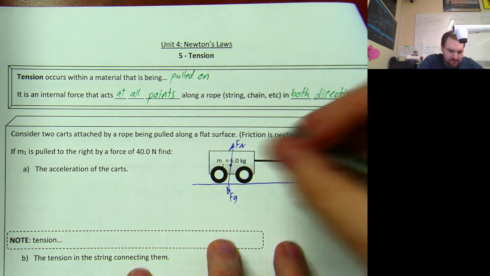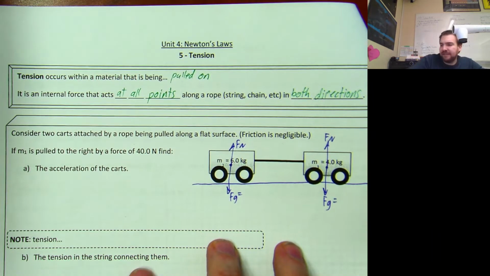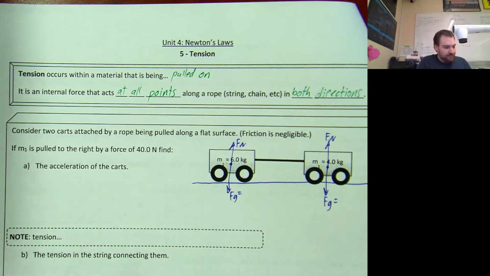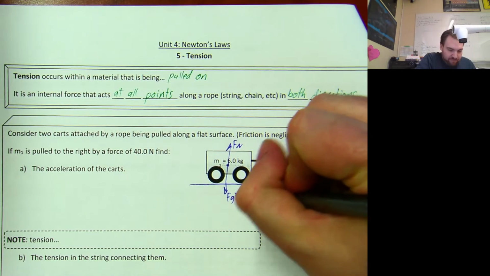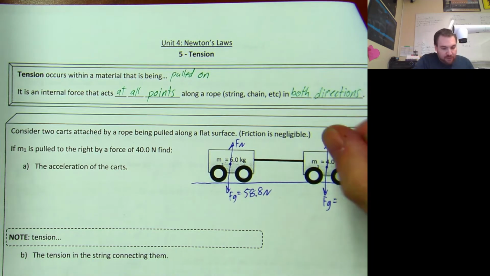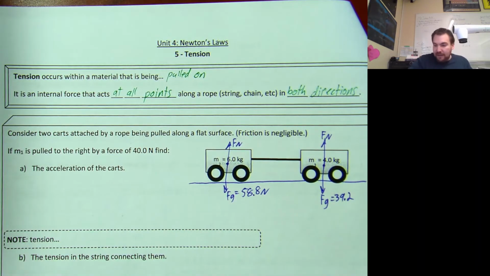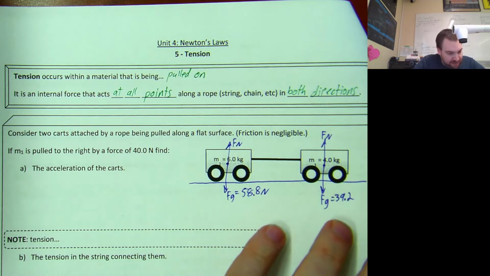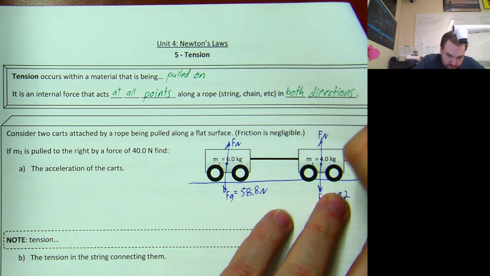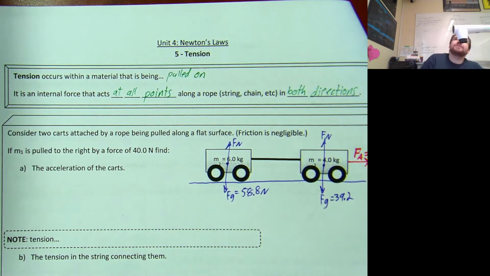Does it matter? I don't think so. Well, give us the values for FG. 6 times 9.8 and 4 times 9.8. This is going to be 39.2. Okay, and now we've got an FA acting to the right. And Luis, you just said that was 40 newtons. Oh, sorry.